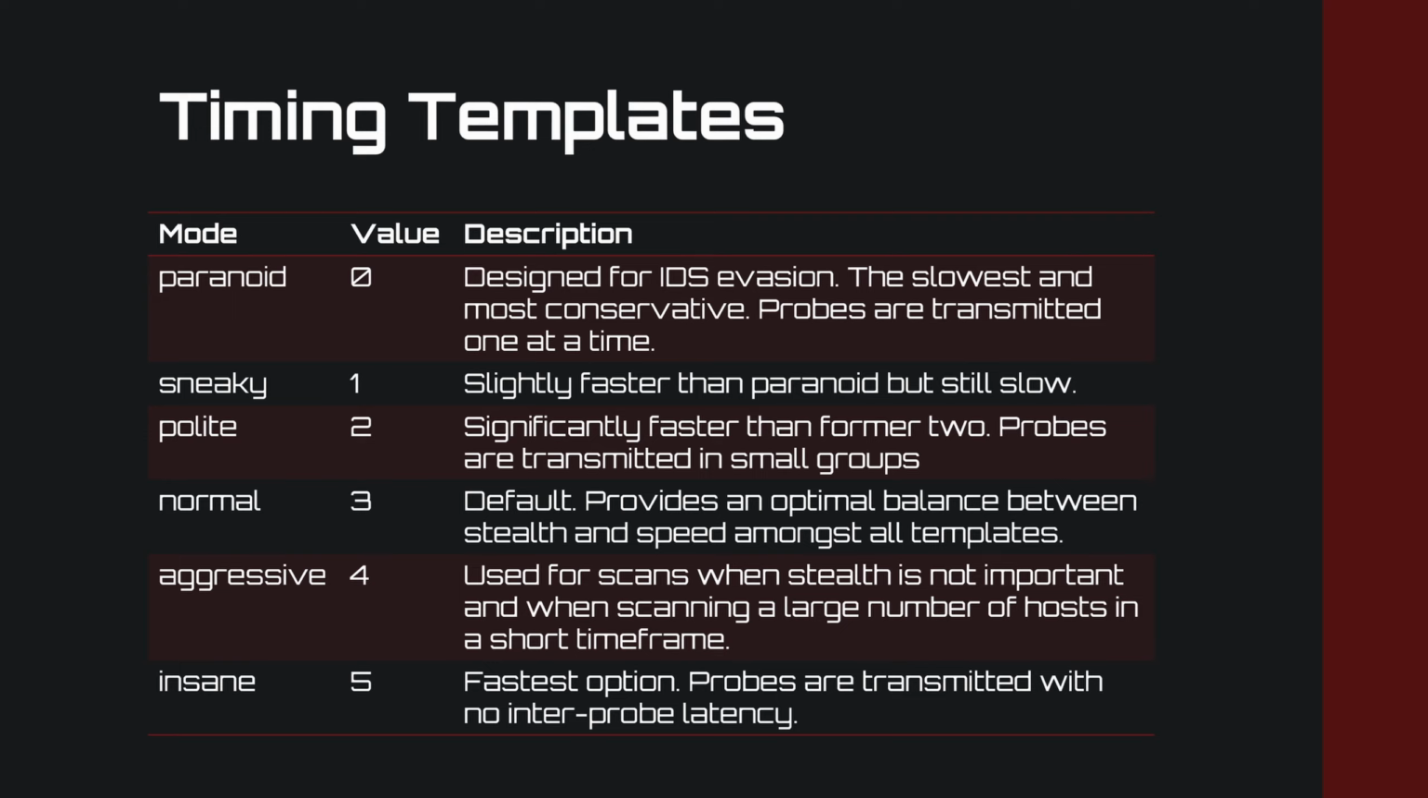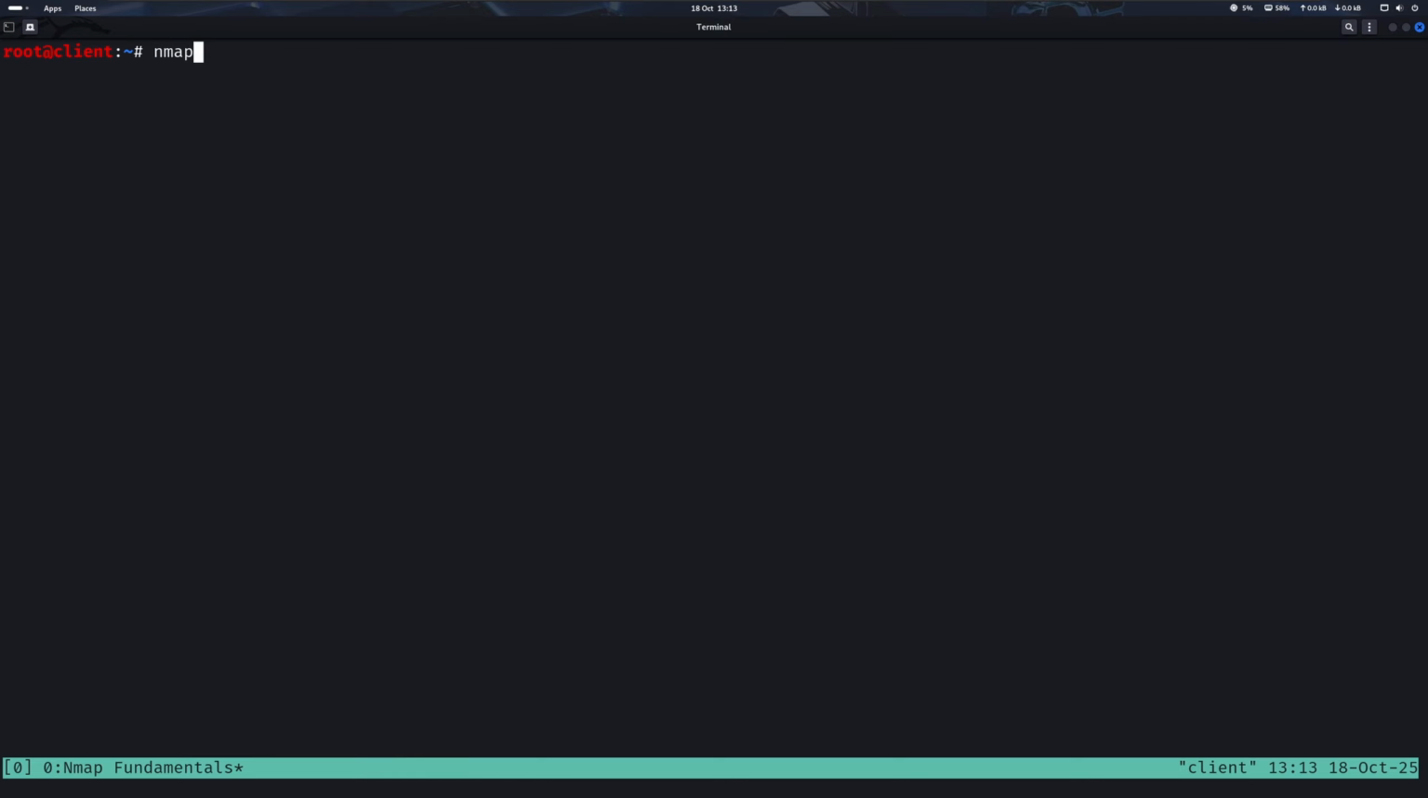Overall, the default or normal mode is typically best in most scenarios. However, your requirements may differ, and thus you will need to take those into account when deciding which timing template to use. Now then, to implement a timing template, we simply use the -T switch and then provide it any of those modes that we previously discussed. So in this case, using a mode of 1, which is sneaky, we'll perform a scan where every single probe is dispatched with a delay of 15 seconds.